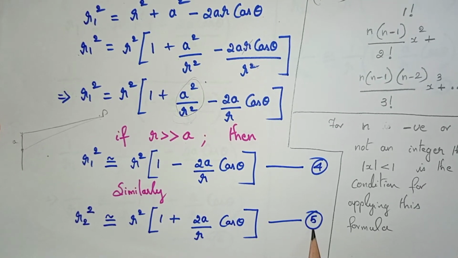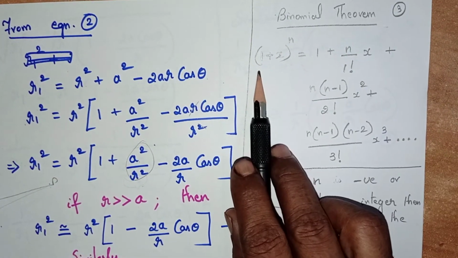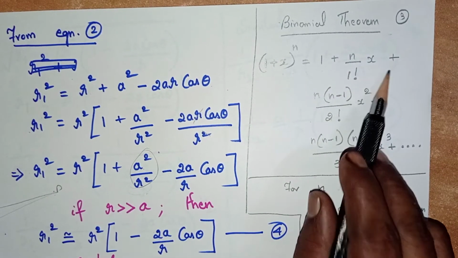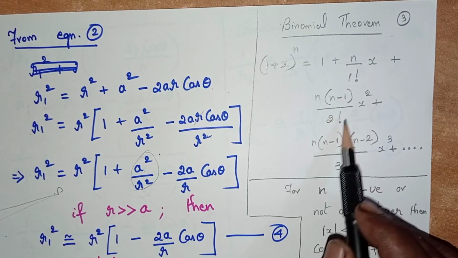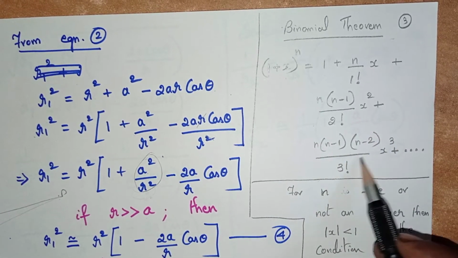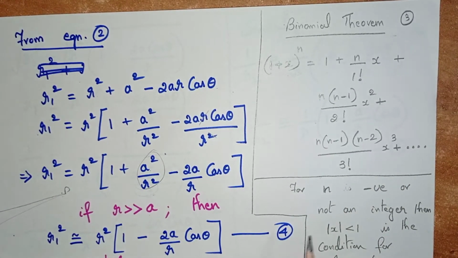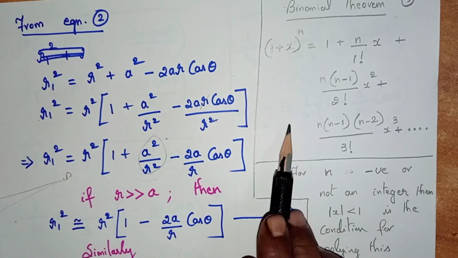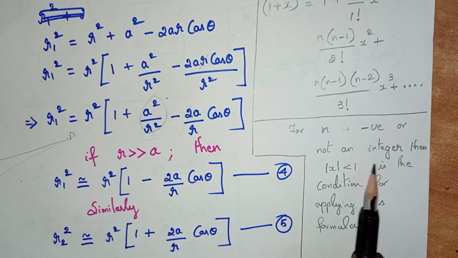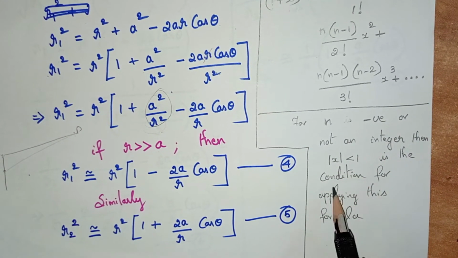This is the fifth equation. Now we will be making use of the binomial theorem, which states that (1 plus x) the whole power n is equal to 1 plus n by 1 factorial into x plus n into (n minus 1) by 2 factorial x square plus n into (n minus 1) into (n minus 2) divided by 3 factorial x cube plus, and it goes on. This is applicable for positive integer, no problem. For n negative or not an integer, the magnitude of x less than 1 is the condition for applying this formula.